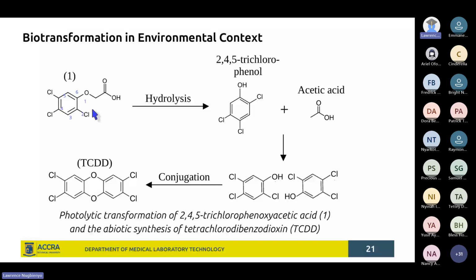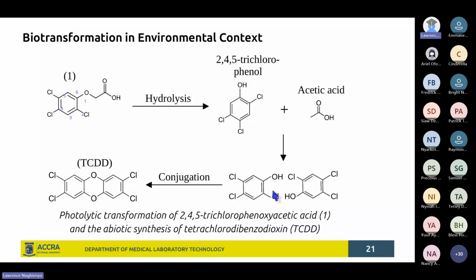And this herbicide was actually used, I think, in the 1940s up to about maybe the 60s, thereabout, before the realization came that in the environment the substance undergoes a hydrolytic process. So you see the acetic part breaks off. You have that acetic acid, and you are left with the trichlorophenol. And this trichlorophenol actually gets conjugated.